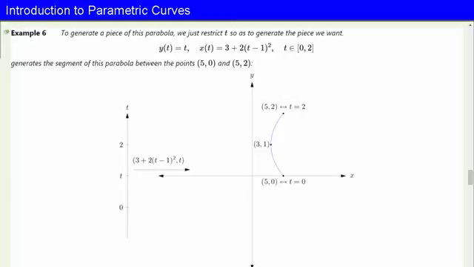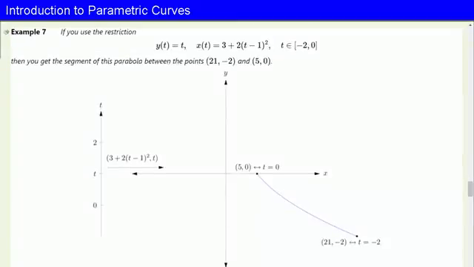For example, the parameterization y of t equals t, x of t equals 3 plus twice (t minus 1) squared with t restricted to the closed interval 0, 2, generates the segment of this parabola between the points (5, 0) and (5, 2). If you use the restriction y of t equals t, x of t equals 3 plus twice (t minus 1) squared with t in the interval minus 2, 0, then you get the segment of this parabola between the points (21, -2) and (5, 0).